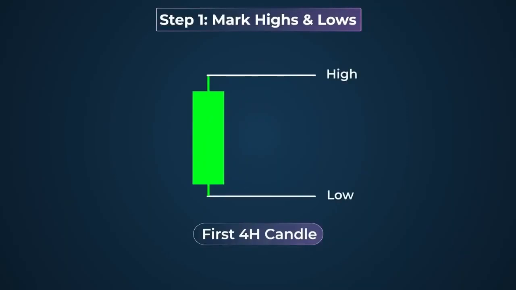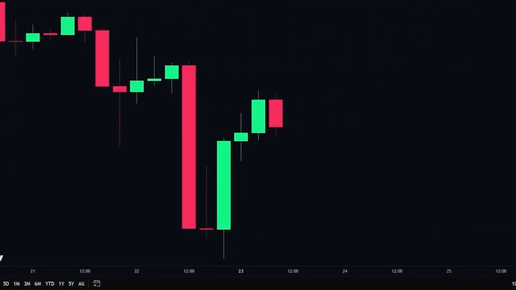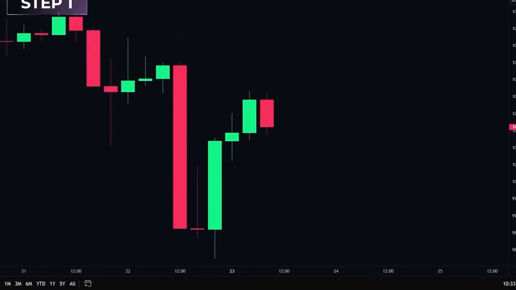Mark the high and low of the first 4-hour candle that forms during the day. Here's how to do that on TradingView. First, choose any chart depending on the asset you're trading. For this example, I'm using the Bitcoin chart.